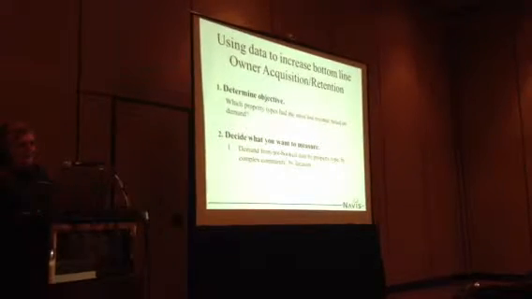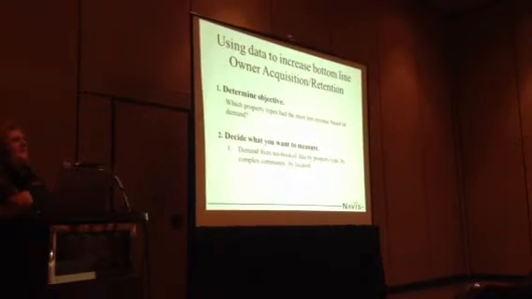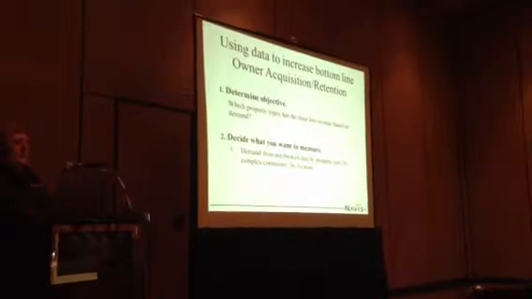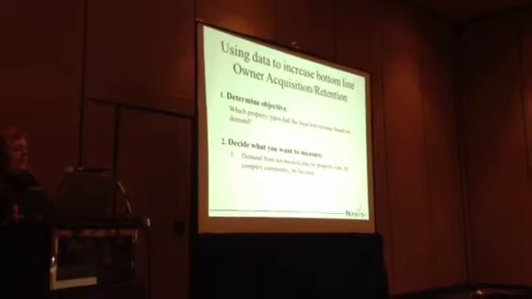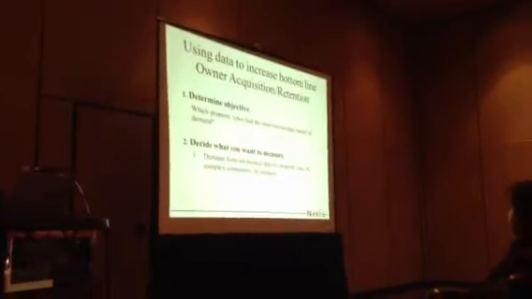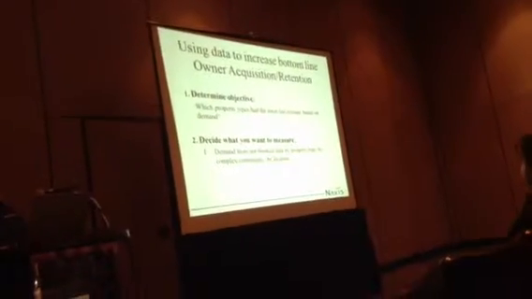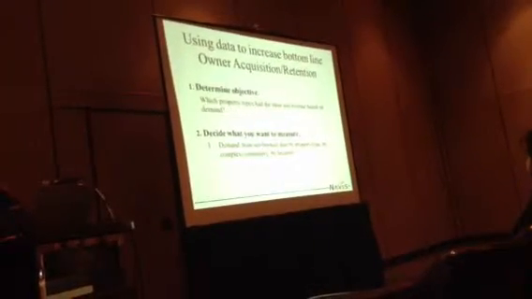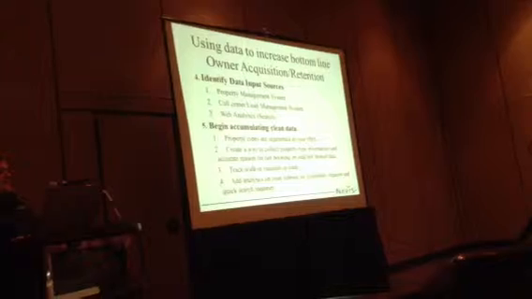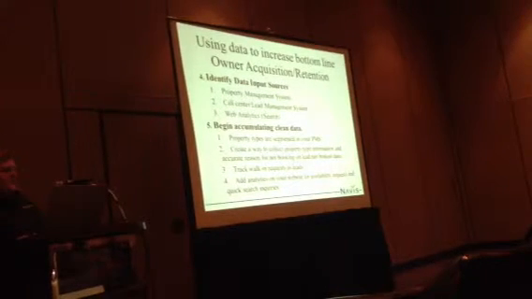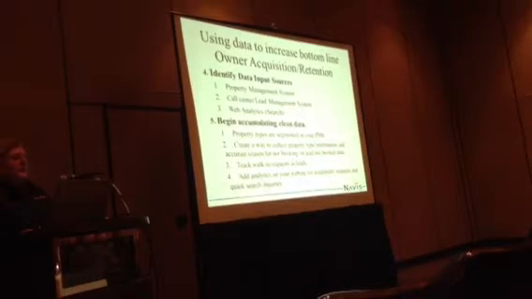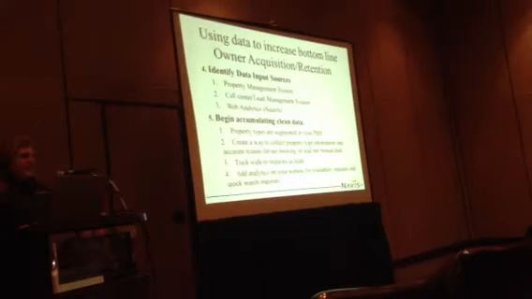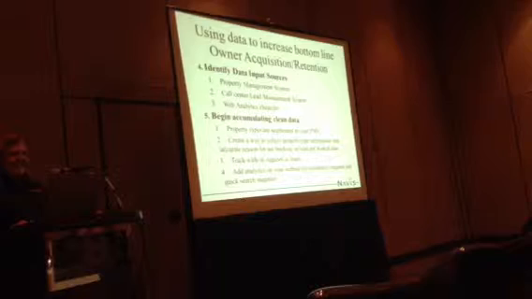So, owner acquisition and retention. This is, again, going through the same steps over and over again. You determine your objective, you decide what you want to measure. Which property types have had the most lost revenue based on demand? Decide what you want to measure, and you're looking here at your not booked data. So you identify the sources. You want your property management system, your web analytics, and your lead management system. And then, if you're not collecting the data in a clean way, this is when you'll want to do it.